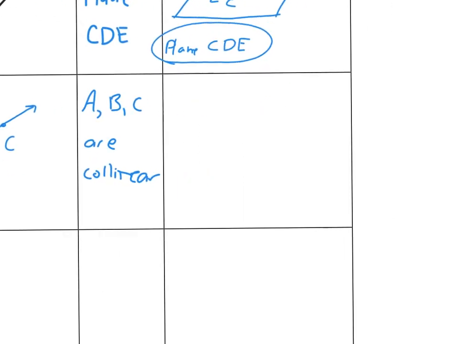Non-collinear points would look something like this. I have 2 on the line, A and B, and C is hanging out over here. These would be called non-collinear. So these 3 points are non-collinear.